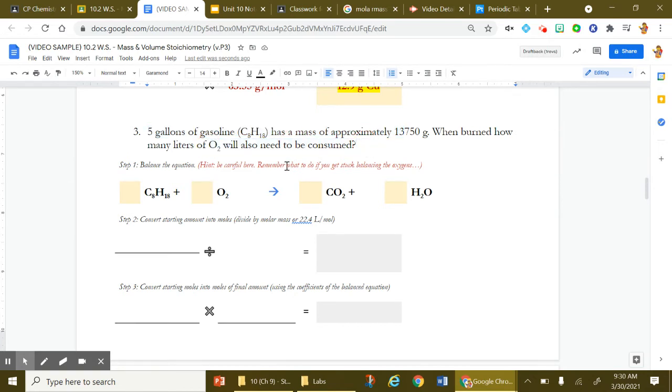Again, a problem that's similar, but not identical to your homework. So first thing we got to do is we got to balance this, okay? So let's see here. 8 carbons, I'm going to put 8.